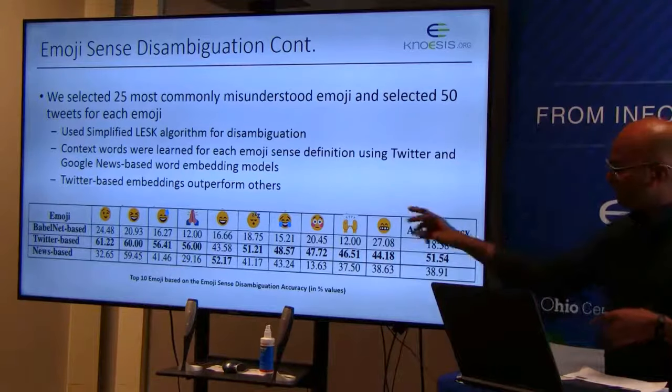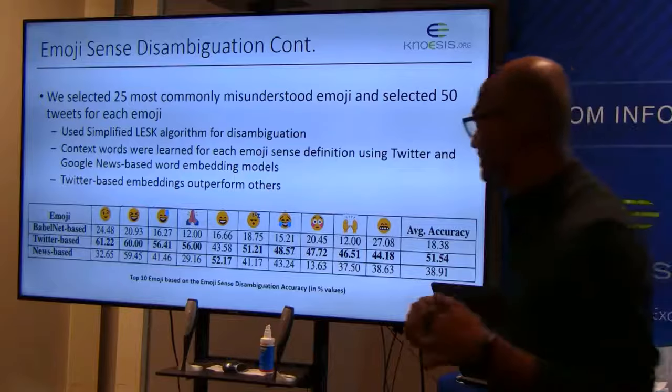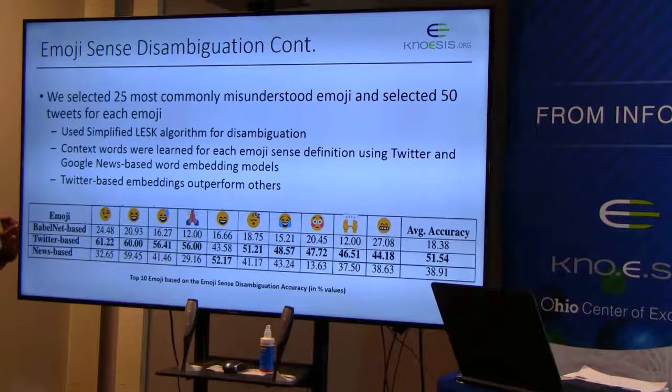So we extracted three different context word vectors. The first one is directly coming from the BabelNet sense descriptions.